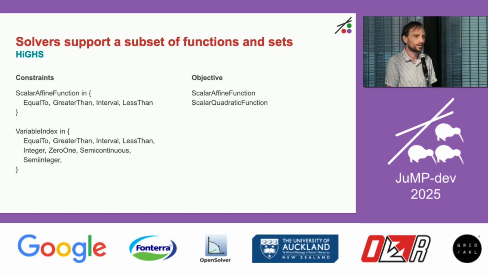Instead of choosing one bucket or one class for a solver to live in, solvers can declare very fine-grained support for what functions and sets they do support. So HiGHS can say, hey, I support a scalar affine function in equal to, in greater than, in less than, and interval. It knows about variable index lying in equal to, greater than, less than, interval. It also knows about variable index in 0, 1, which is a binary variable, variable index in the set integer, which is an integer variable, in the semi-continuous set, in the semi-integer set. And then it knows about 2 different types of objective functions. It knows about the scalar affine objective function and the scalar quadratic objective function.